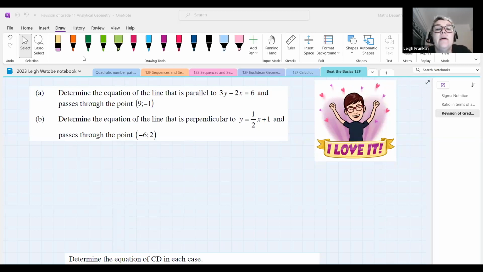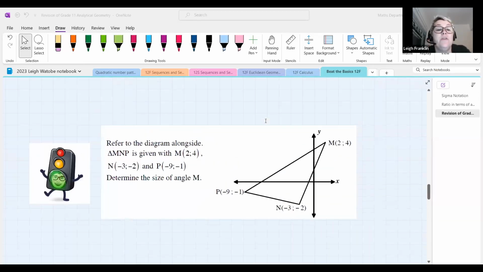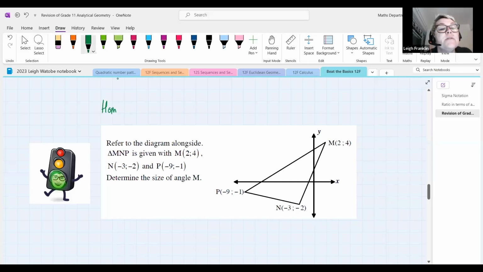Yes, and Nhlanhla, take a screenshot. There you go. If you want to do this for homework, you can. Okay, so you have to calculate the size of angle M. Okay, Nhlanhla, this question here. If you want more practice, here's some homework for you. No problem.